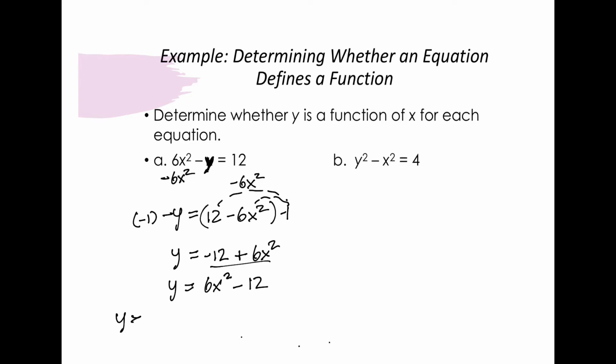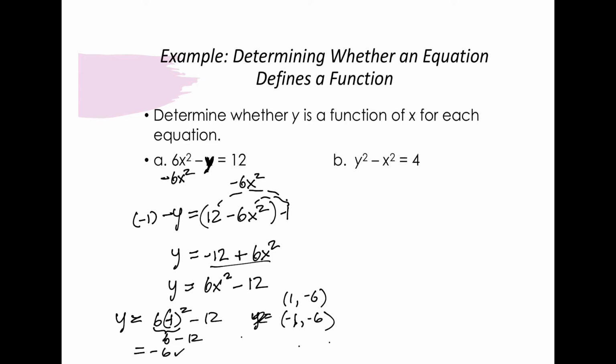I can show you, let's take positive 1 and negative 1. If I put in positive 1, I end up with 1 squared is 1, 1 times 6 is 6, and then 6 minus 12 is negative 6. Okay, well, that's one output for my input of 1. And if I put in negative 1, well, guess what? That's negative 1 squared. When we square a negative, it becomes positive, so we still end up with the same output. So 1 gave me negative 6, and negative 1 gave me negative 6.